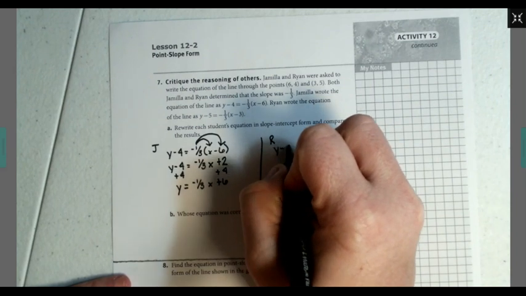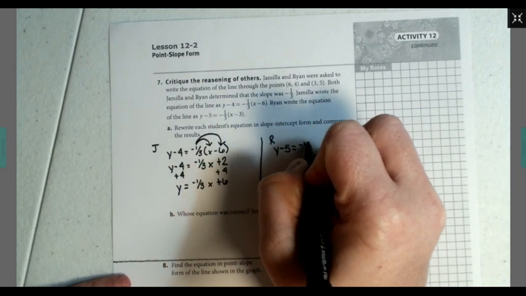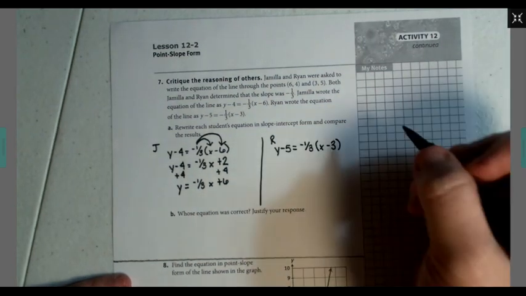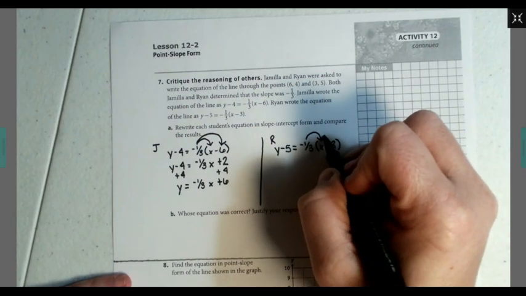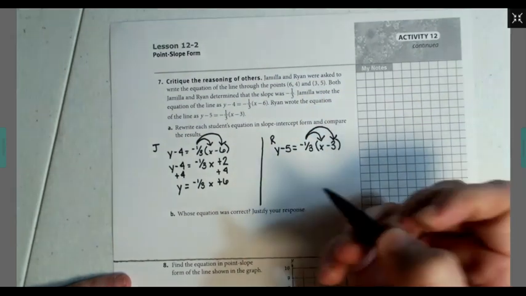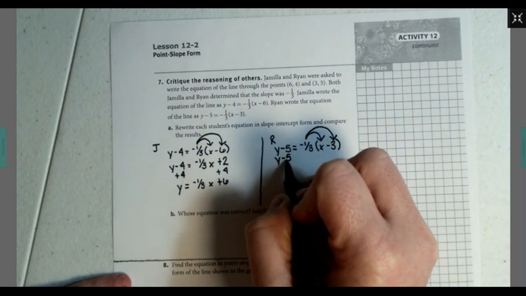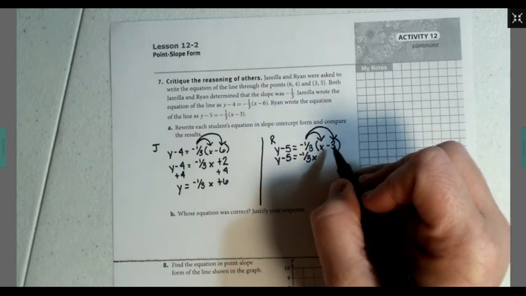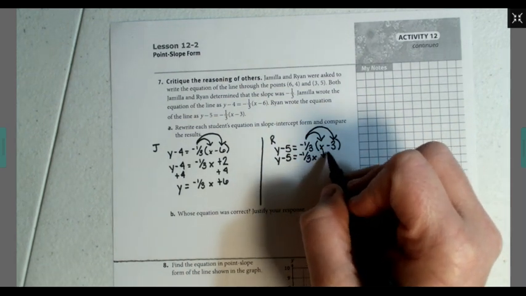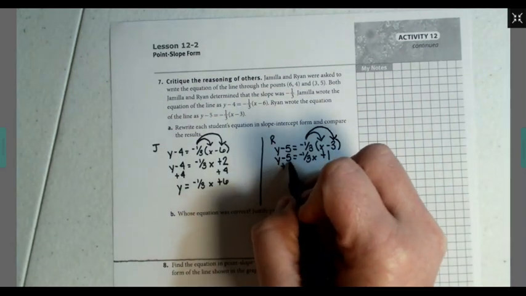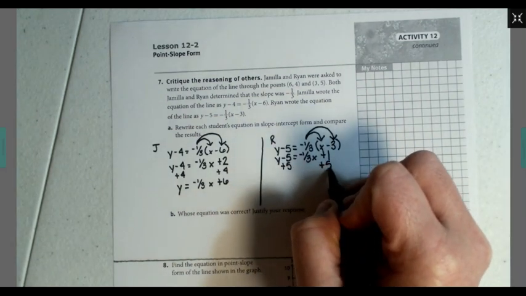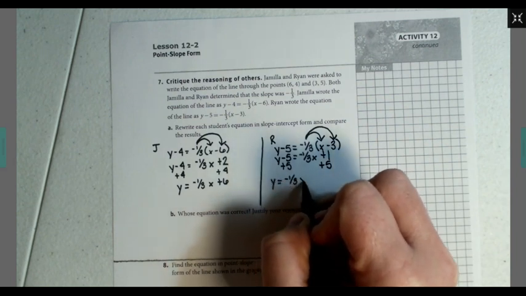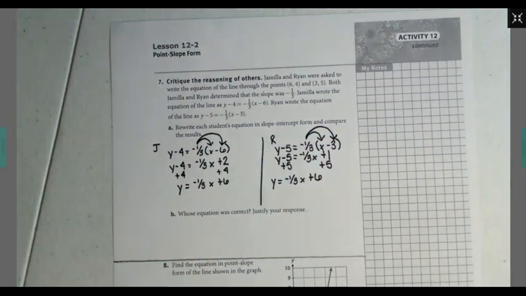Let's take a look at Ryan's equation. Ryan wrote y minus 5 equals -1/3 (x minus 3). First thing we should do is use the distributive property to get rid of our parentheses. So I'm left with y minus 5 equals -1/3 x. -1/3 times -3 is a +1. We're going to add 5 to both sides of the equation. I'm left with y equals -1/3 x plus 6.